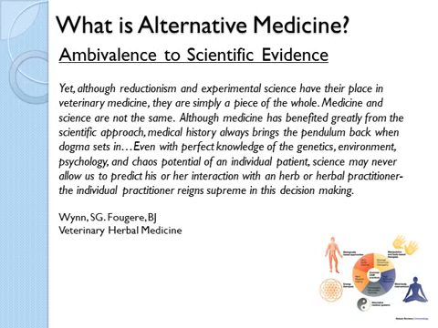Here are some examples of this ambivalence to scientific evidence from, again, one of the leading textbooks in veterinary herbal medicine. "Although reductionism and experimental science have their place, they are simply a piece of the whole. Medicine and science are not the same. Although medicine has benefited greatly from the scientific approach, medical history always brings the pendulum back when dogma sets in. Even with perfect knowledge of the genetics, environment, psychology, and chaos potential of an individual, science may never allow us to predict his or her interaction with an herb or herbal practitioner. The individual practitioner reigns supreme in this decision-making."